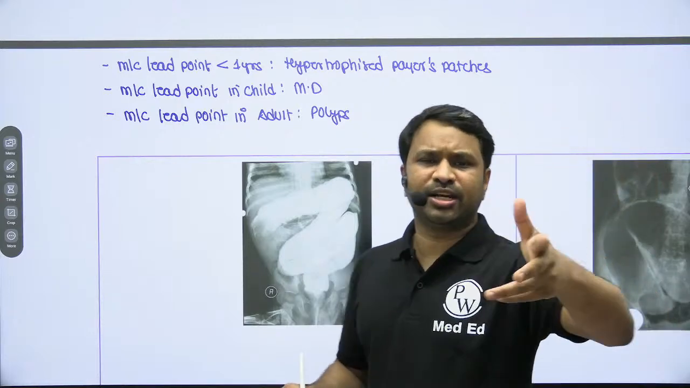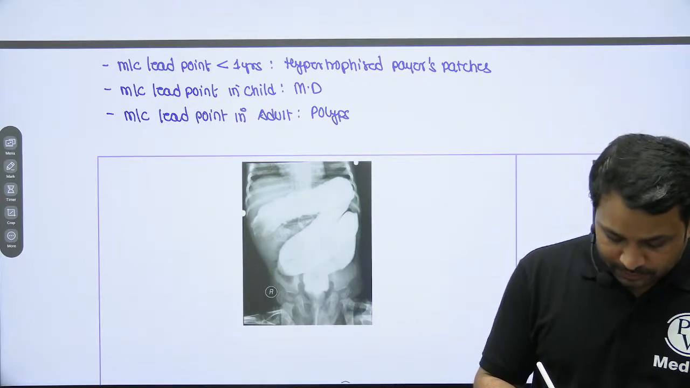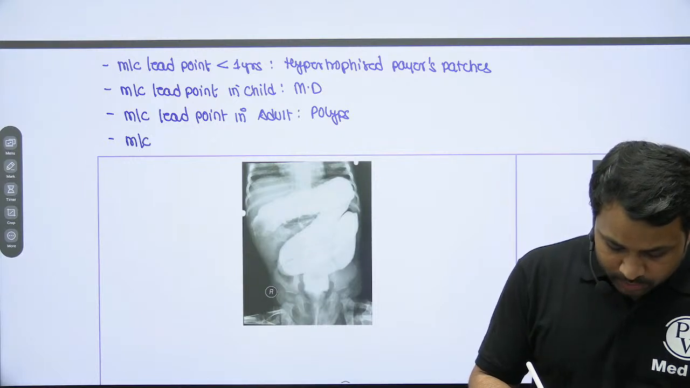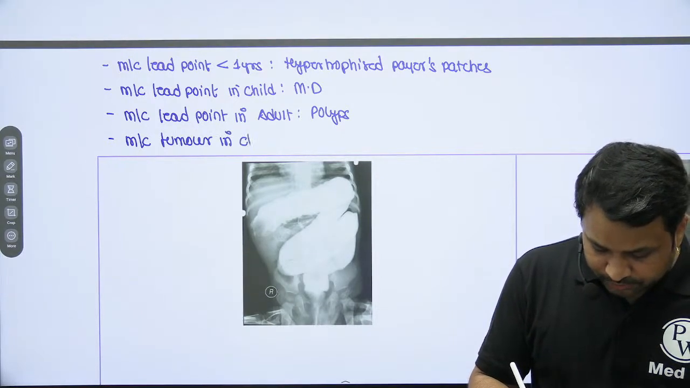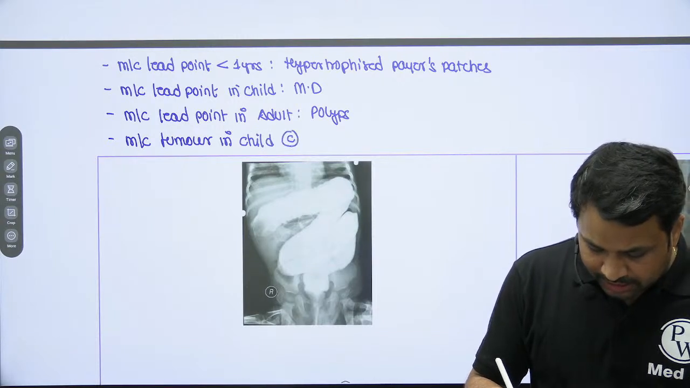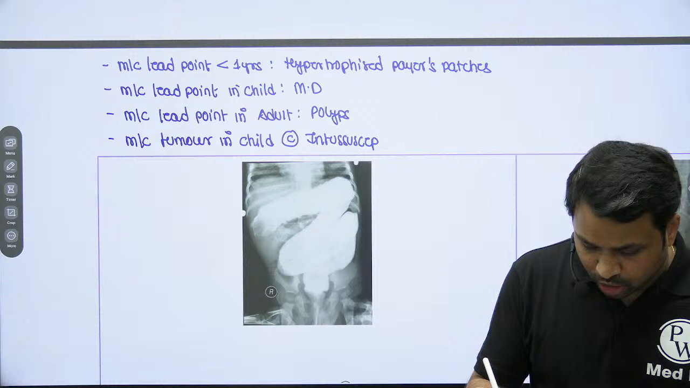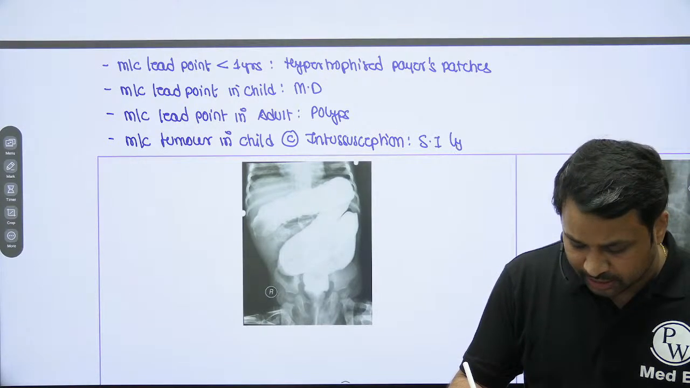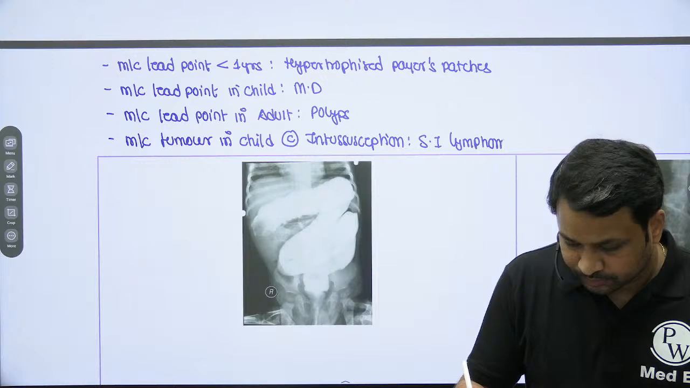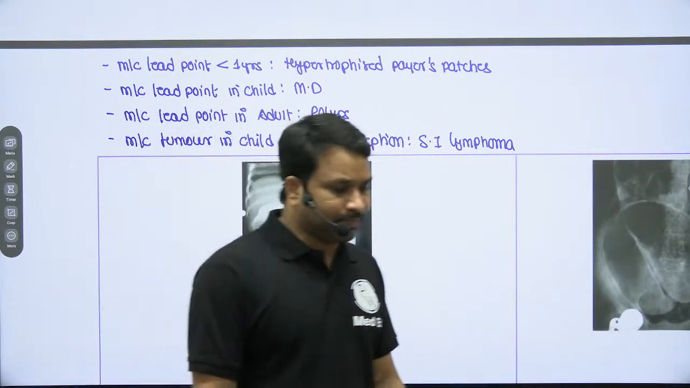थोड़ा सा change कर लेते हैं. If they ask you, what is the most common tumor in children causing intussusception? The most common tumor in children causing intussusception is the small intestinal lymphoma. It is the small intestinal lymphoma. Kajal, you're bang on, absolutely correct.